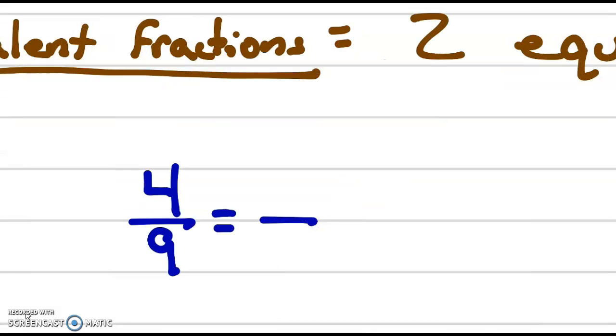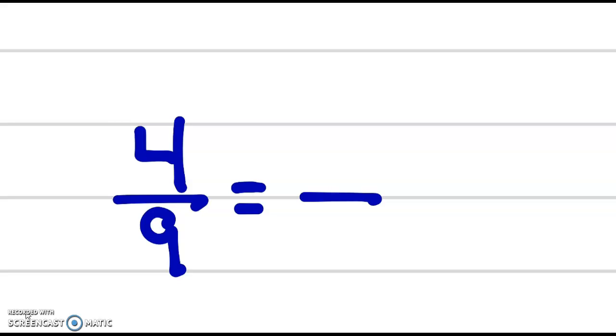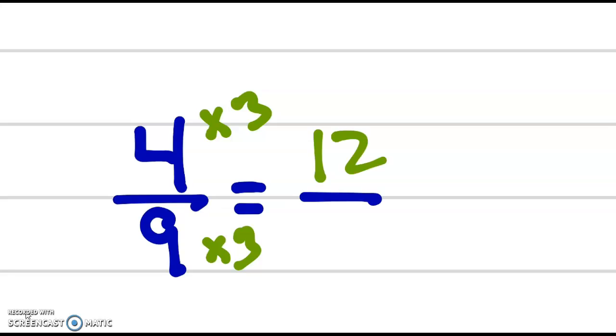So if we wanted to make equivalent fractions, starting with a fraction of 4/9, you could multiply that fraction by anything that you wanted to, just as long as you multiply the top and the bottom by the same number. So I'm going to do times 3, the numerator, and times 3, the denominator. So 4 times 3 is 12, and 9 times 3 is 27.